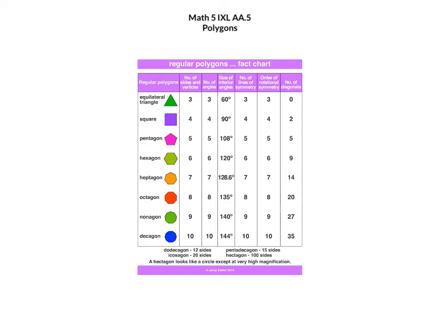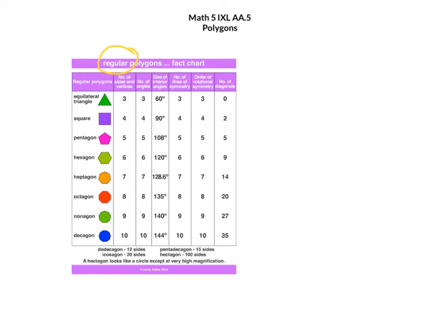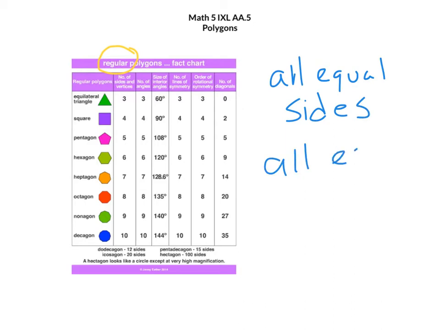Right, for this lesson we are focusing on polygons, and I have included a chart for you guys. You'll notice this is specifically for regular polygons, and remember, a regular polygon has all equal sides and all equal angles. So that means all the angles are the same measurement and all the sides are the same measurement.